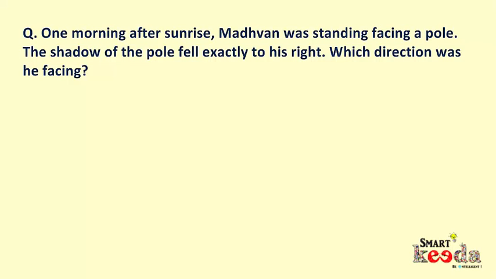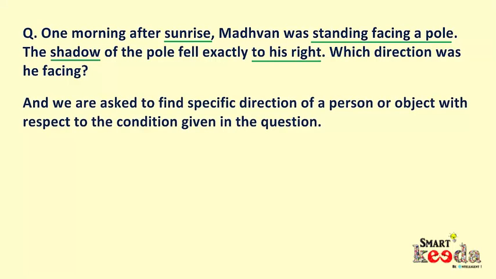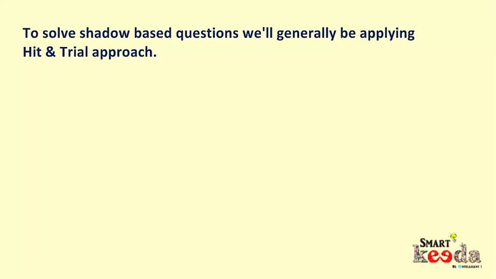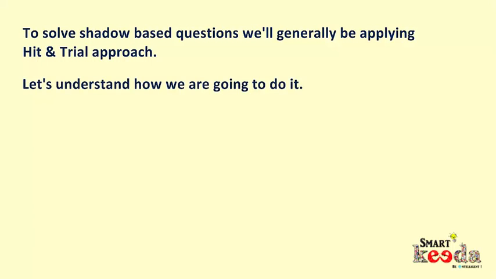So you can observe here that in such questions, position of sun is given and a few points regarding positions of objects or persons and their shadows are also given. And we are asked to find a specific direction of a person or object with respect to the condition given in the question. Now to solve shadow based questions, we'll generally be applying hit and trial approach. Let's understand now how we are going to do it.